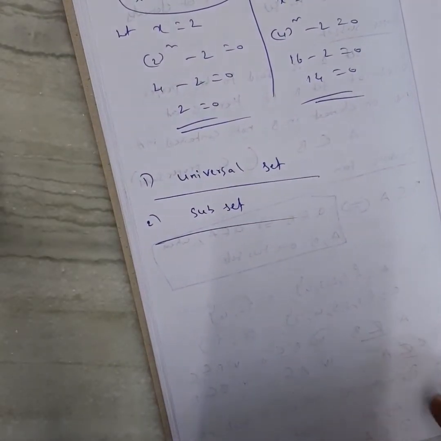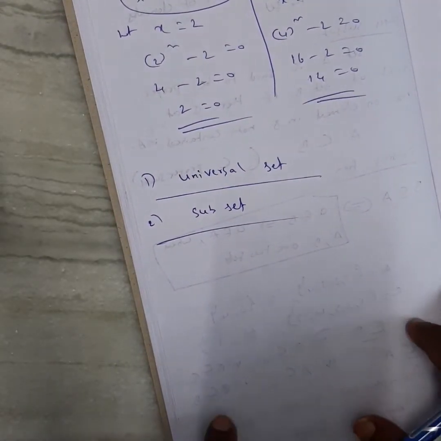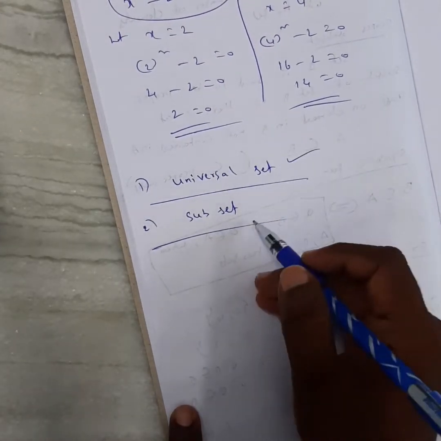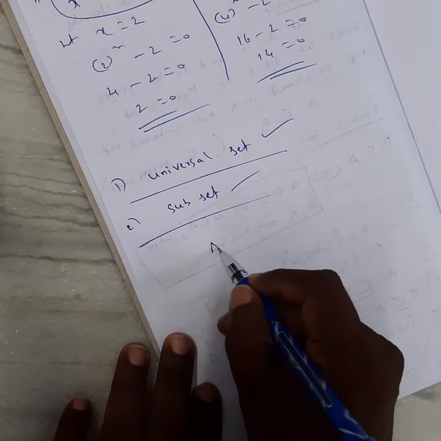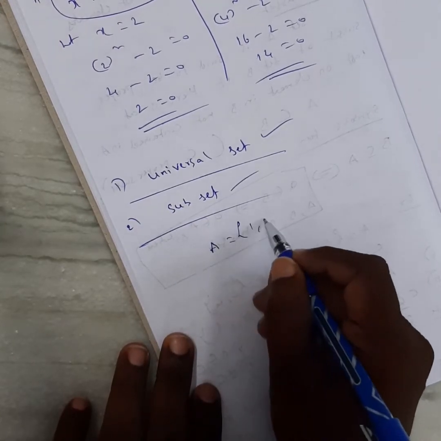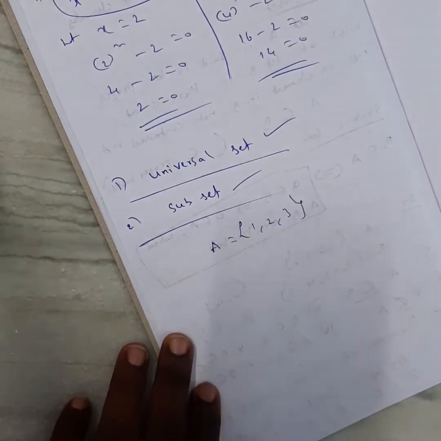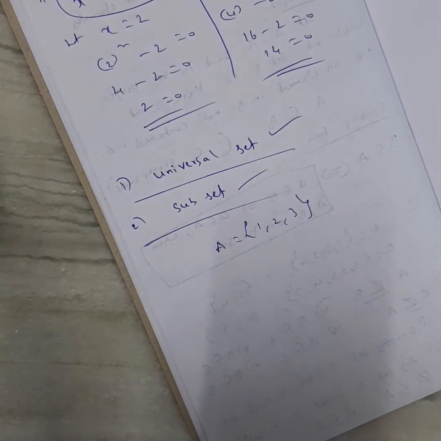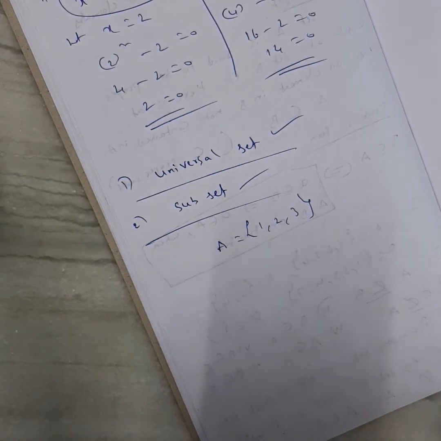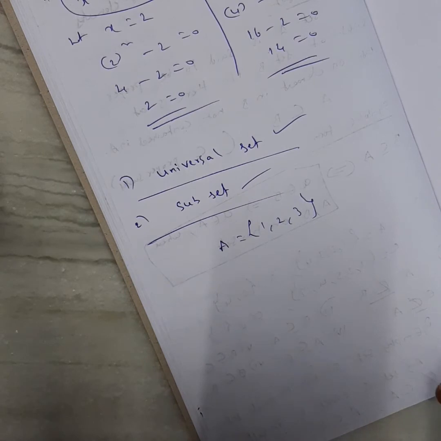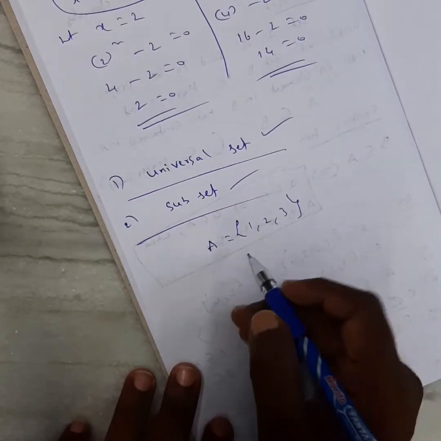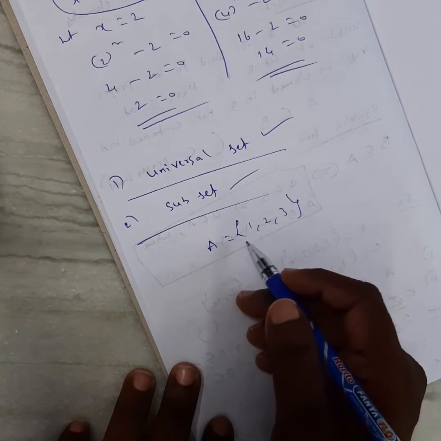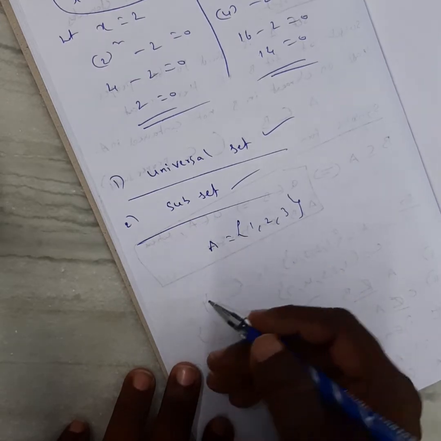Children, now I want to explain another type of sets. One is universal set and second one is subset. For this I am taking one example. A is equal to the set containing elements 1, 2, 3. Children, now how many sets are you able to form by taking the elements of this set? If you take 1, 2, 3, you are able to form another type of sets from this.